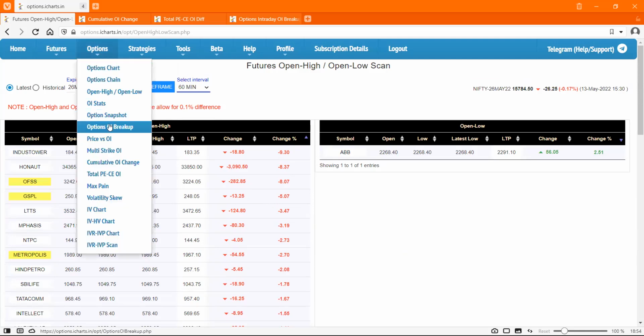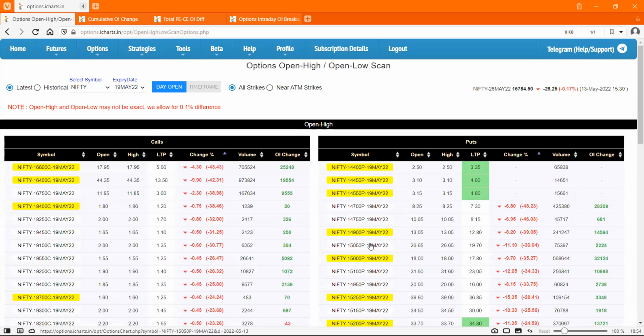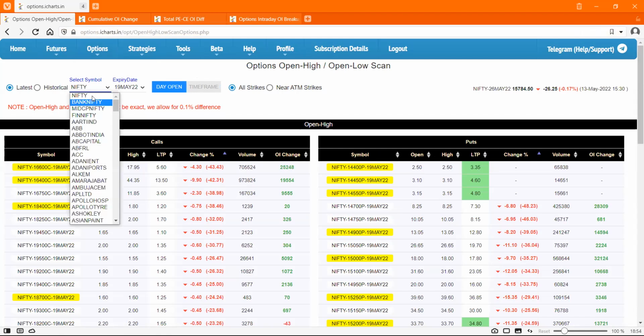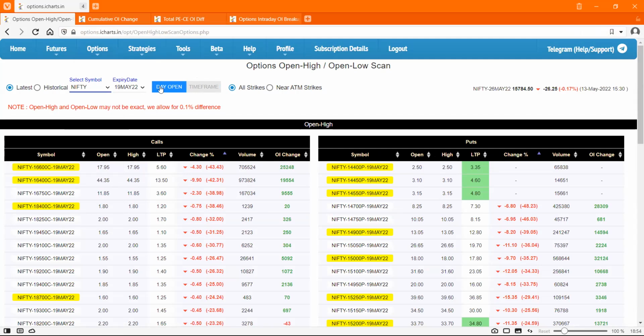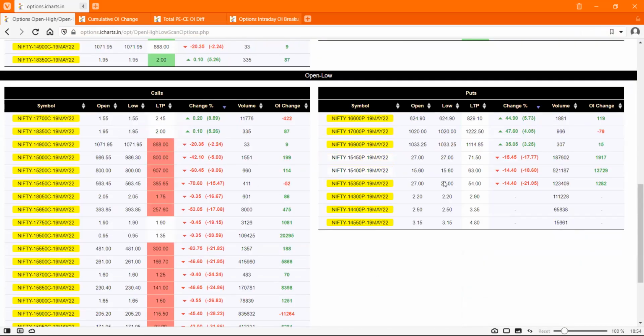Now in options, the concept is the same. I think there's one column here, the latest high, latest low, or the current high, current low, that is missing here. We'll be adding this. The rest is the same. The only thing is that we give it for a selected symbol. So for the selected symbol, day open will tell you, for calls, open high and open low, for calls and puts.